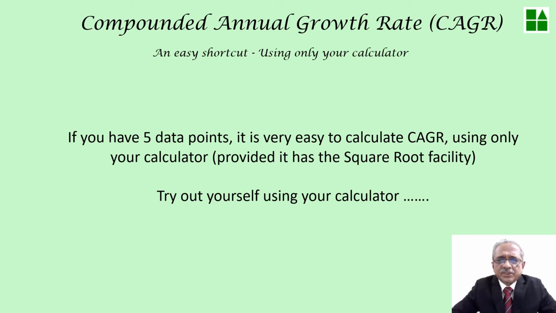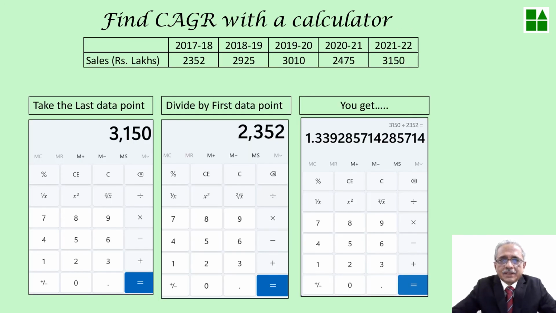An easy shortcut method using only your calculator. Now this you can use if you have 5 data points. It's a little more complicated when you have 7 data points or 6 data points or 3 data points. But when you have 5 data points, it's very easy to calculate CAGR using your calculator, provided your calculator has a square root facility. So try out yourself using your calculator. You have the same data, 2352 growing to 3150 in the 5-year period that we have. So take the last data point, type 3150 on a calculator, divide by 2352, and you get a figure 1.339287 whatever.